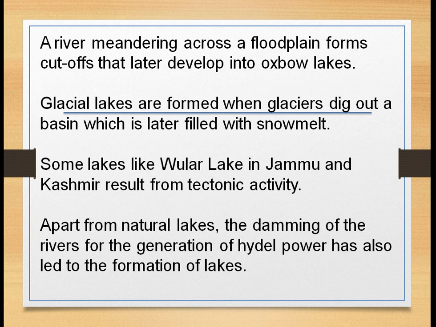A river meandering across a floodplain formed a cutoff that later developed into the Oxbow lake. We have seen the Oxbow. In that form the Oxbow lakes are forming in that shape. So by the glacier activities also the lakes can form.